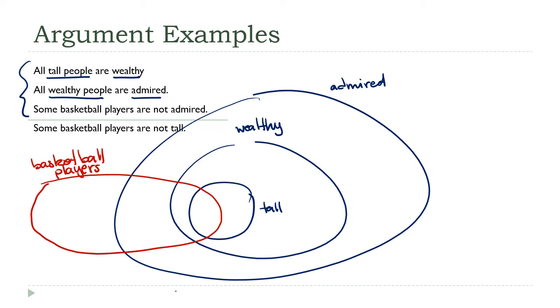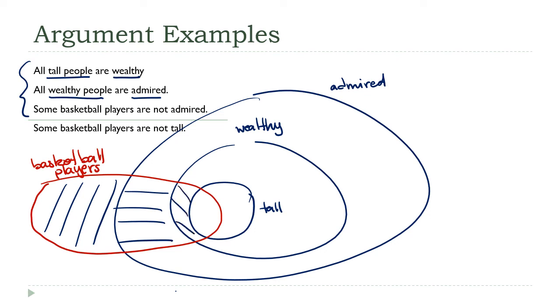Okay, well, looking at my diagram, are there basketball players who are not in the tall circle? Well, yeah, anyone out here is not tall. Anyone out here is not tall, or in here, yeah, absolutely. Our diagram allows the possibility that some basketball players are not in that tall category. So this would be another example of a valid argument.